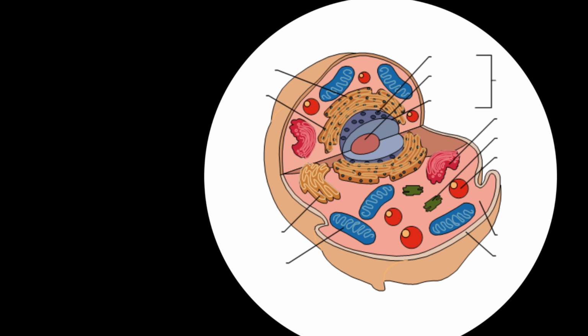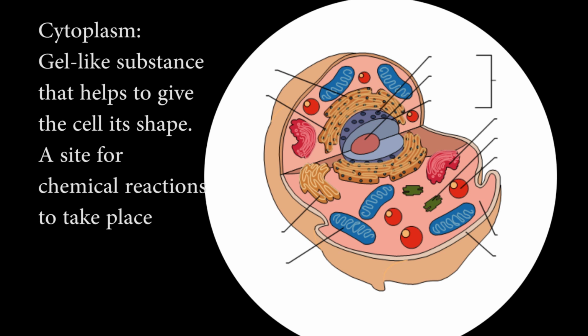Okay, next up we're going to look at this pink stuff that runs all the way around all the other organelles. This is what we call cytoplasm. Cytoplasm is a jelly-like substance that helps to give the cell its shape, it separates things, it's a medium for chemical reactions to take place in, and overall just fills up the cell. Alright, so that's the cytoplasm.